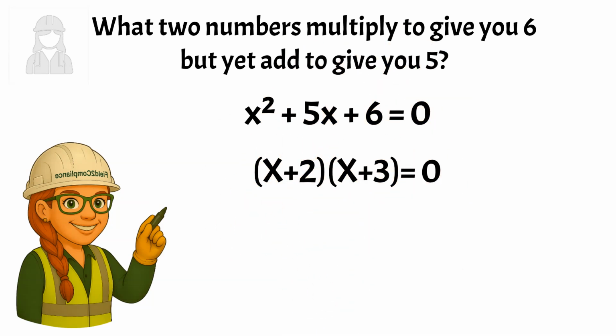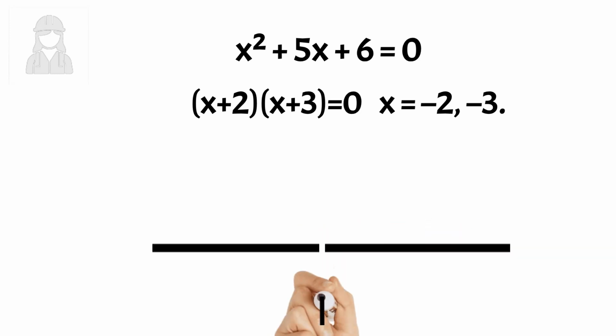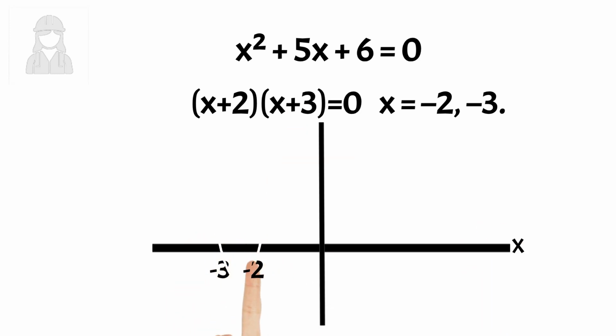What two numbers multiply to give you 6, but yet add to give you 5? That's 2 and 3. So the equation factors as x plus 2 times x plus 3 equals 0. That gives you x is -2 and x is -3. Both are mathematically correct. On a job site, if this curve represents where a walkway touches the ground, these are the 2 points where it hits ground level. Factoring is like a hammer, quick and simple, but only works when the numbers fall into place neatly.